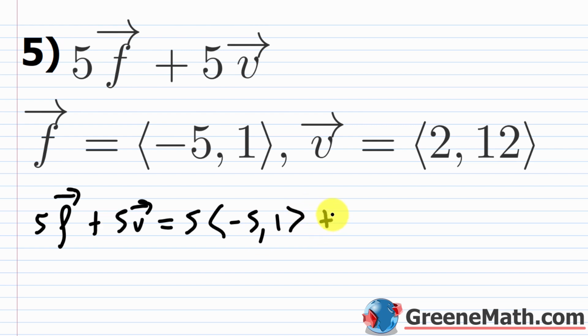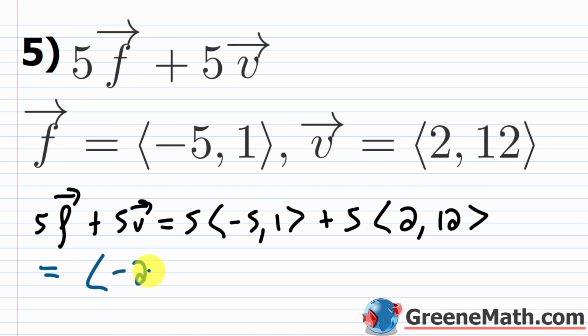And then you have a plus sign. I'm going to put a 5 out in front of this. So the components, you have 2 and then 12. So again, I'm going to go a little bit quicker here. I think we know at this point that the 5 is going to be multiplied by each component here, and the 5 is going to be multiplied by each component here. So 5 times -5 would be -25, and then 5 times 1 would be 5. Then plus 5 times 2 would be 10, and then 5 times 12 would be 60.